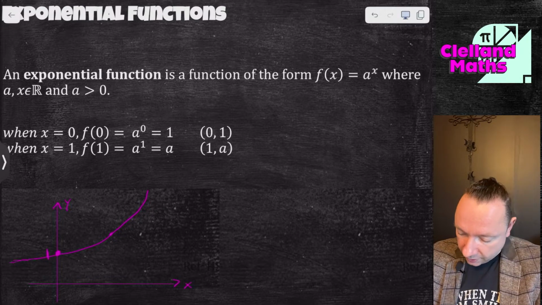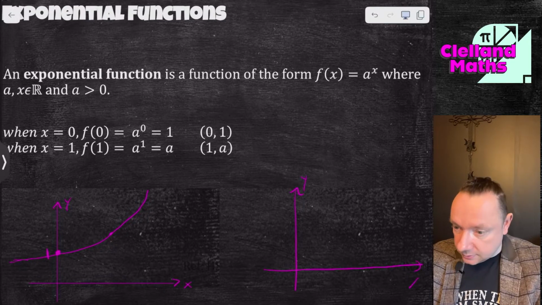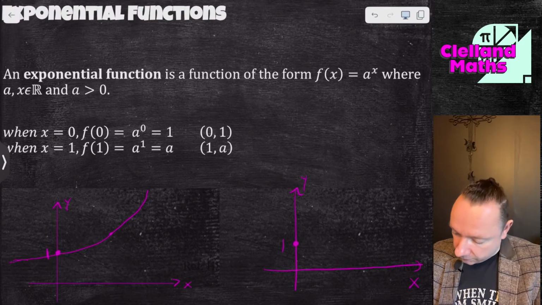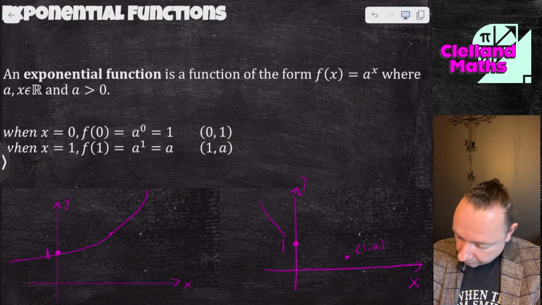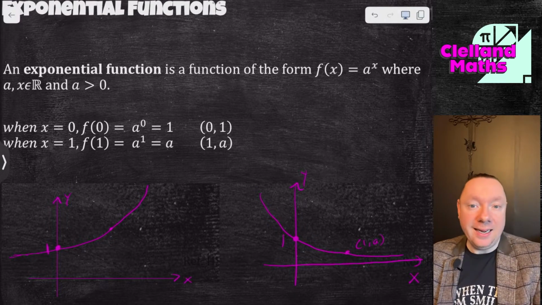Let's look at it when we get a negative value. So we've got y and x, and it goes through (0, 1), and through along 1, up a. So we would get a curve that looks like that, approaching 0 from that side. And that's when your a is negative.